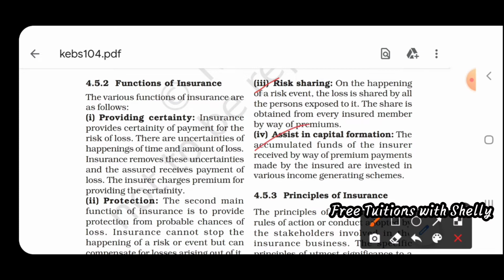Assist in capital formation. The accumulated funds of the insurer, received by way of premium payments made by the insured, are invested in various income generating schemes. That is, the premium which they receive, the insurance company can invest in various sources to generate more income. They can invest in shares, in some trading activities, and they can get more income.